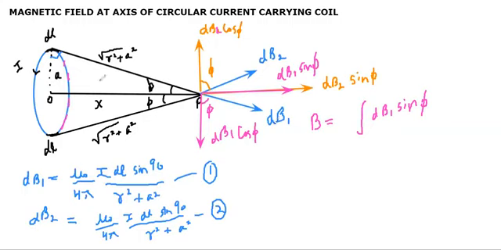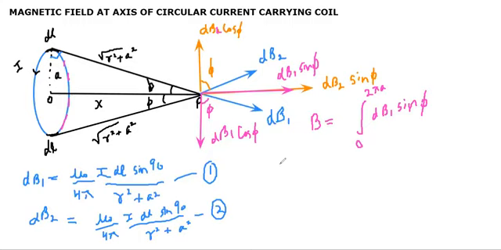Now the minimum length of the length element can be 0. That can be the lower limit. The upper limit is the maximum. The maximum length of this ring can be 2 pi r, that is the circumference. Here we don't have r, we have a. So the upper limit can be 2 pi a. So by integrating this component dB sin phi over the whole ring, that is from 0 to 2 pi a, I can find the magnetic field of this current carrying circular coil.